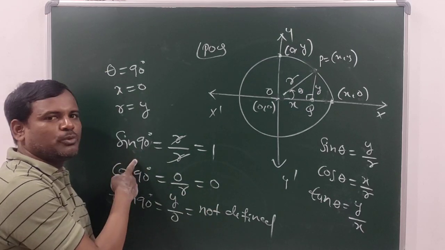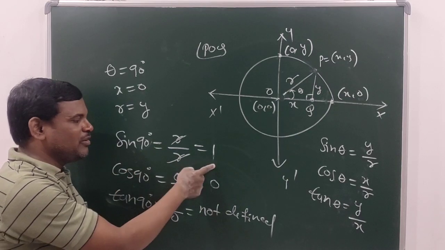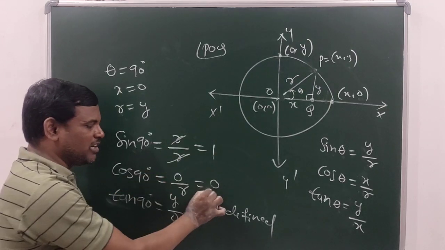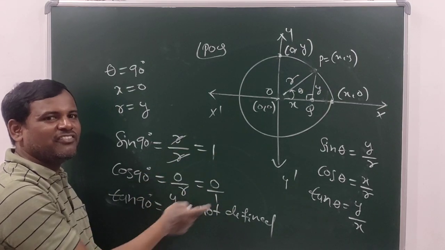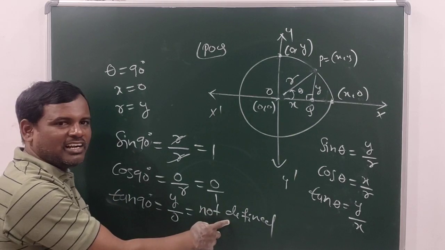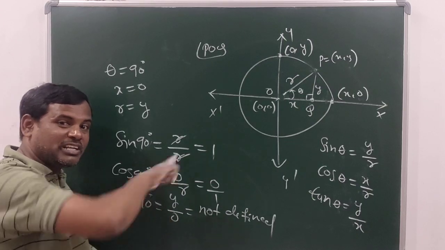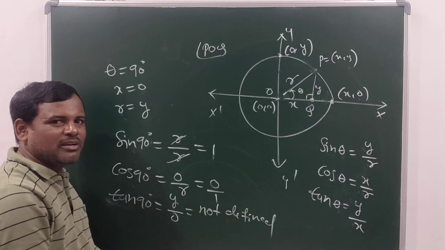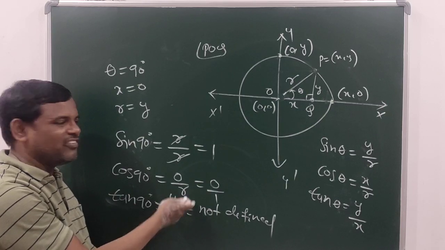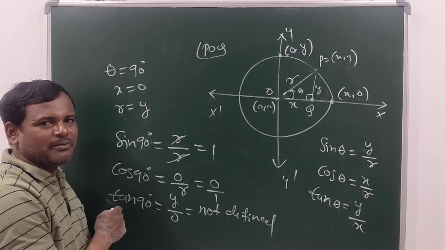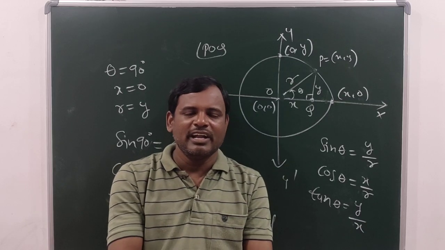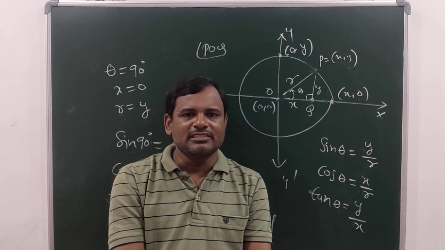Now let us go to the reciprocals. Cosec 90: when you take the reciprocal of this, 1 only will come. Cos 90 is 0; when you take the reciprocal, 1 by 0, not defined will come. So sec 90 is not defined. And tan 90 is not defined, meaning y by 0; when you take the reciprocal, 0 by y, which means 0 will come. So cot 90 is 0, sec 90 not defined, cosec 90 is 1. Thank you. I hope you have understood all these ratios at some standard angles. Thank you.